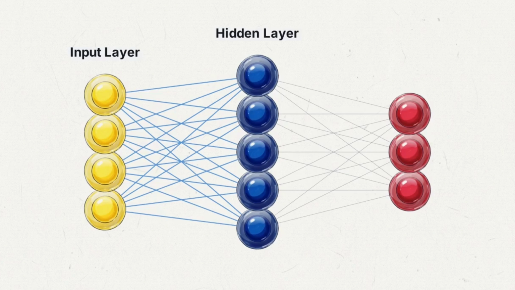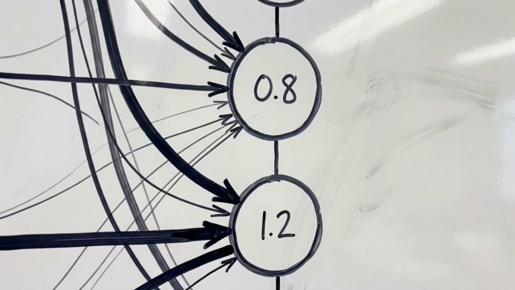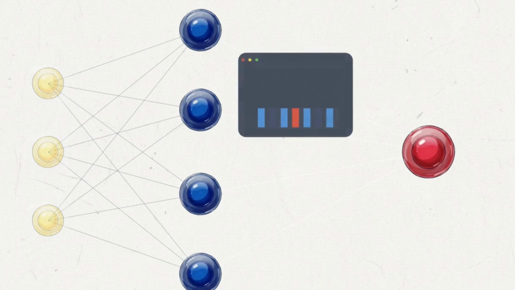Those initial findings travel to the second stage, the hidden layer, marked by these blue nodes. The blue nodes do not look at the raw data. Instead, they mathematically weigh the results passed to them from the yellow input nodes. This internal weighting process allows the network to process information at a higher level of abstraction.